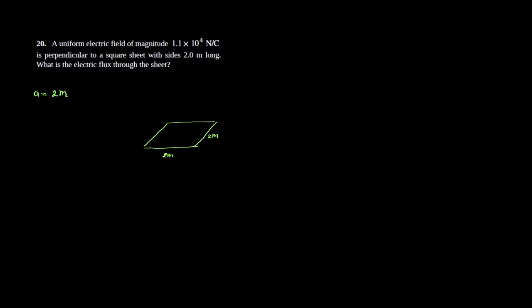and a uniform electric field, which means E is constant, and the field is going, for example, downward. So the magnitude of the electric field is 1.1 × 10⁴ Newton per Coulomb. We have to find the electric flux Φ through this sheet.